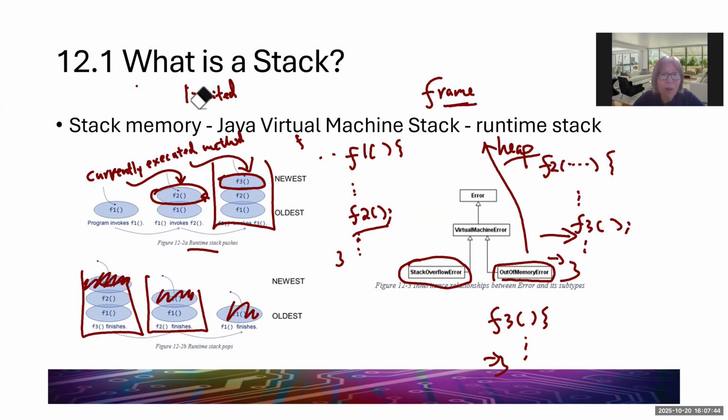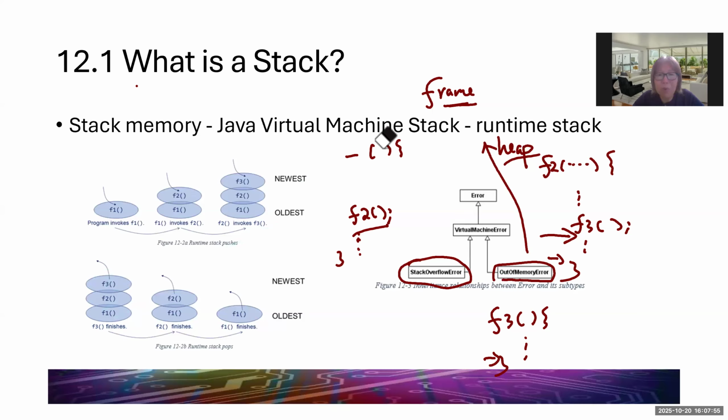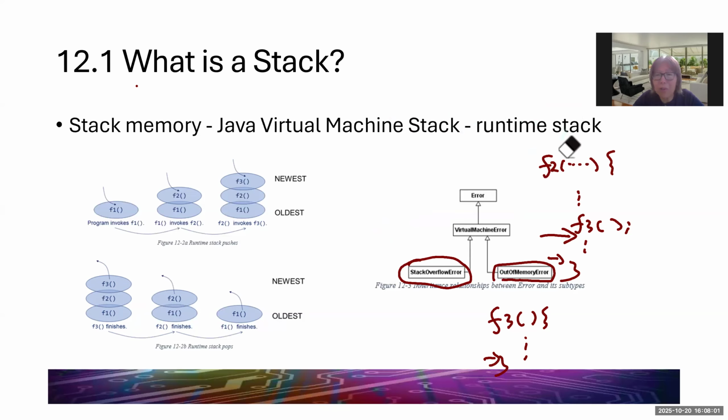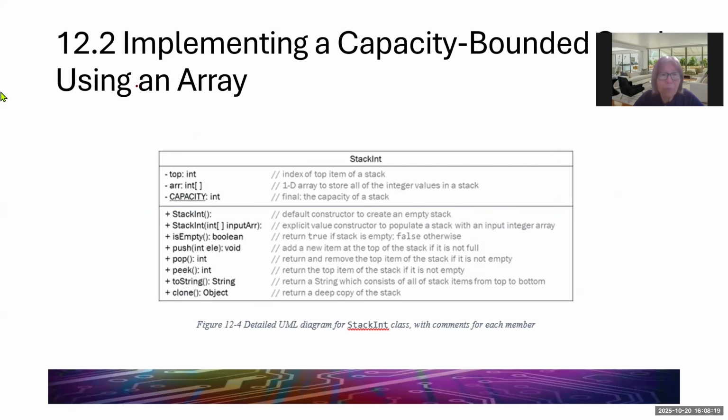Now we understand how a number of methods get invoked and they won't lose track of which one is running at which statement, as well as the local information like local variables. That's the stack memory. So we understand the idea of a stack.